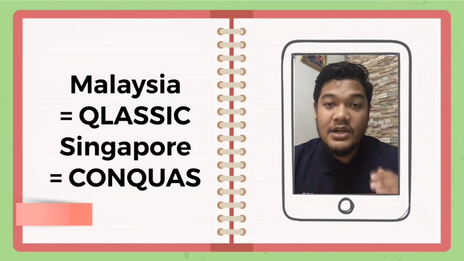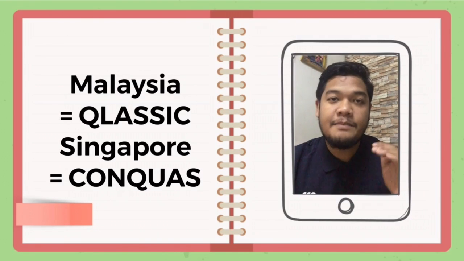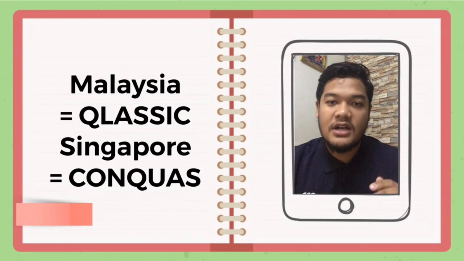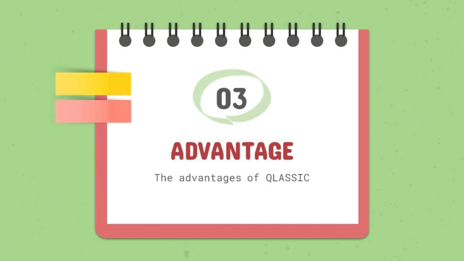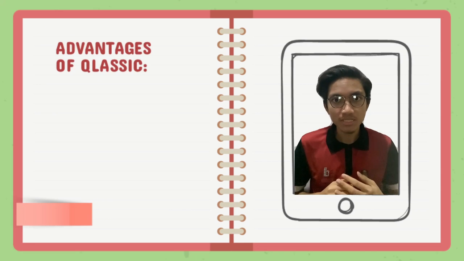Okay, this is what I also found out. In Malaysia, we have QLASSIC, but in Singapore, they have a pretty similar system which is called Conquas. Implementing QLASSIC during project development and construction stages enables quality to be managed and controlled throughout the project lifecycle.